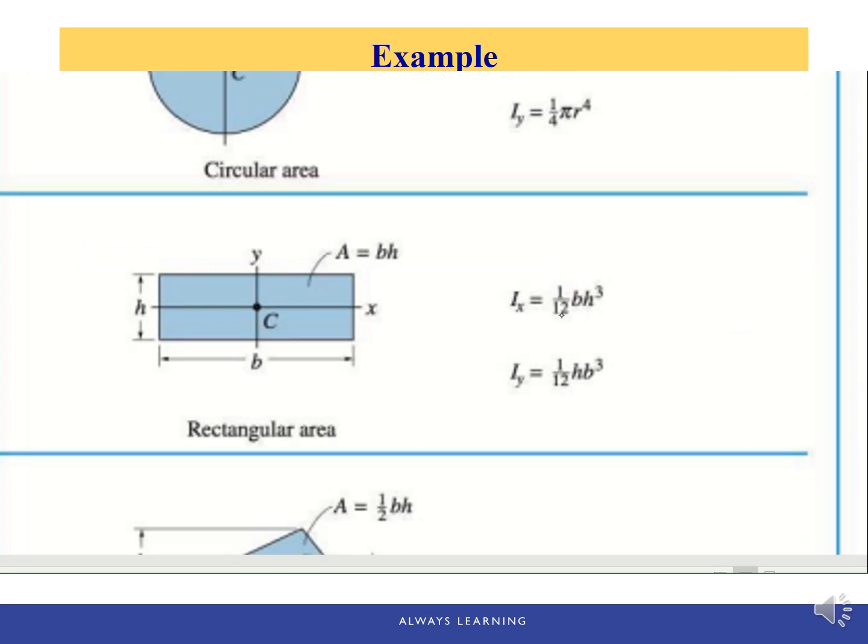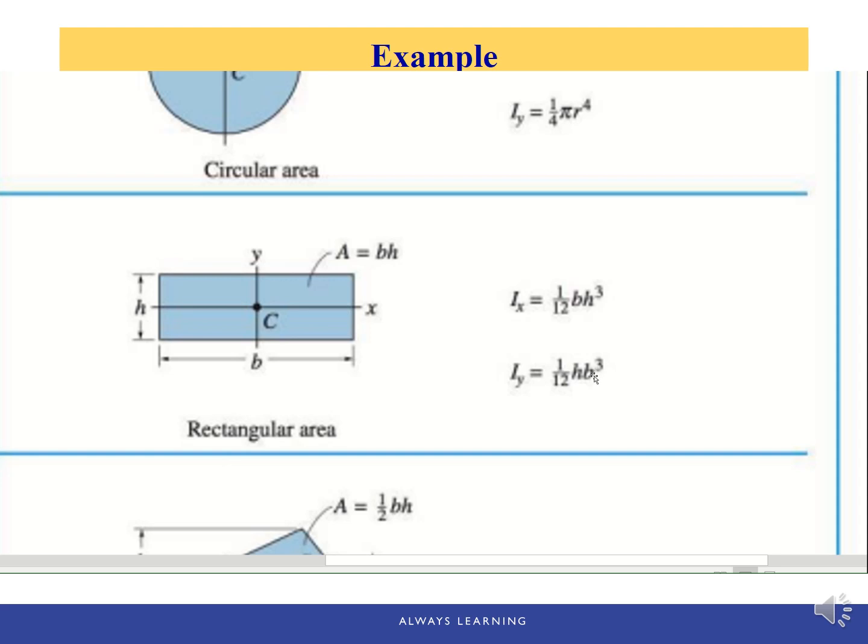Equals 1 over 12 times b times h to the third power. So b now is the width or length of the side that is parallel to the axis, and h is the side that is perpendicular to the axis. Same idea for I of y. The moment of inertia about the centroidal y-axis is 1 over 12 times h times b to the third power.